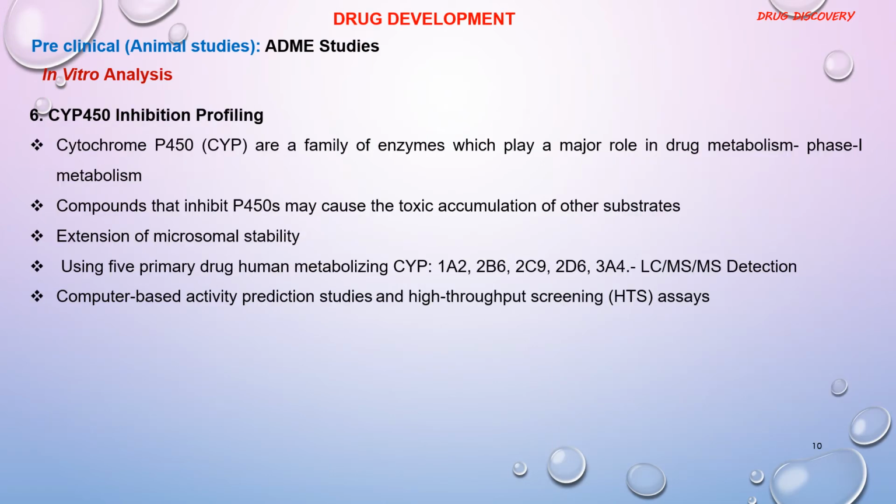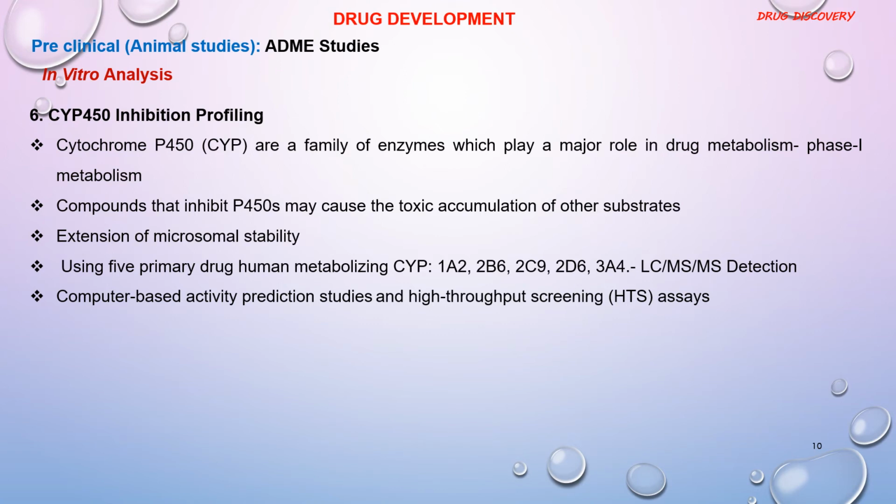The cytochrome P450 inhibition assay. Cytochrome P450 are a family of enzymes which play an important role in phase 1 of metabolism in the liver. Compounds that inhibit P450 can cause toxic accumulation of the substrates. This assay examines the effect of the lead component or compound on the metabolizing of other enzyme substrates by 5 primary cytochrome P450 isoforms.